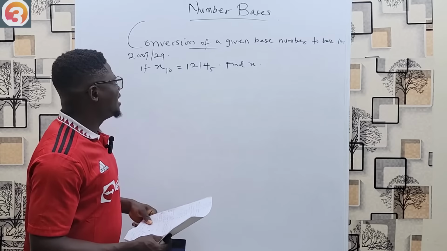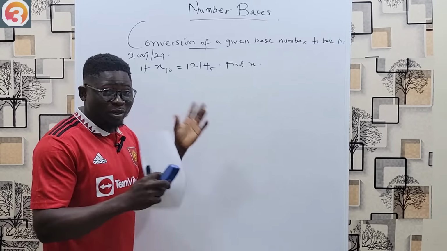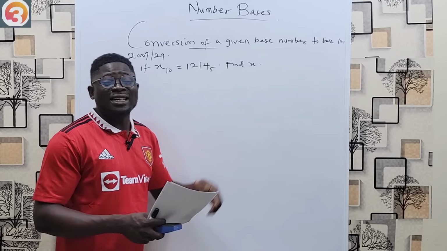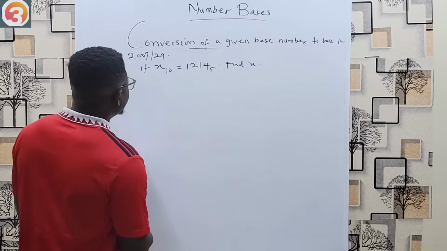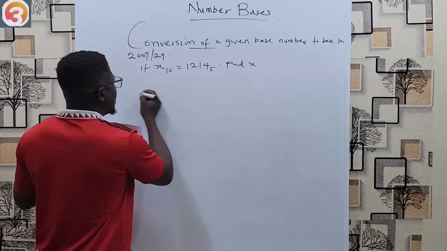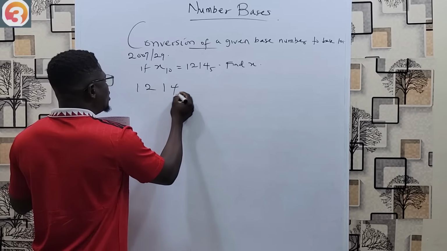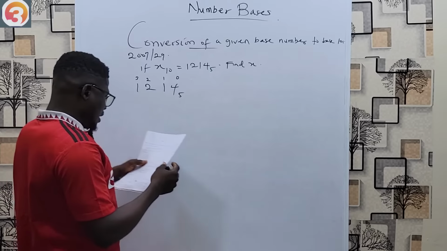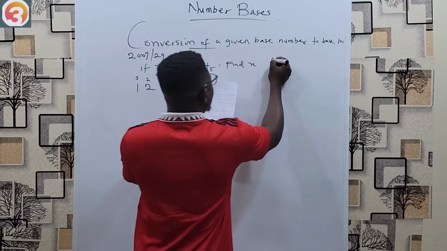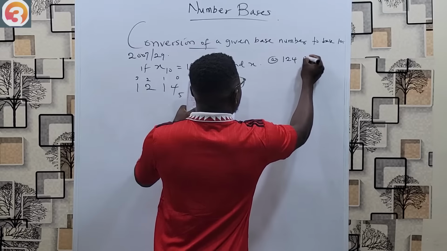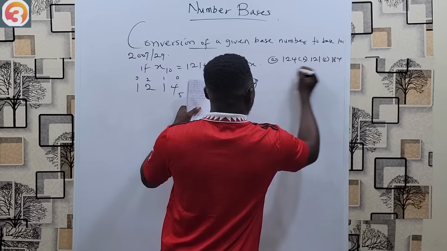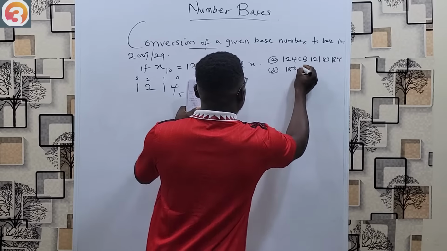So what this question is saying in totality is convert 1214 base 5 to base 10. Simple as ABC. So let's go. I'm going to have 1214 of base 5. You number 0, 1, 2, 3. There are options. A is 124, B is 121, C is 184, and D is 180.